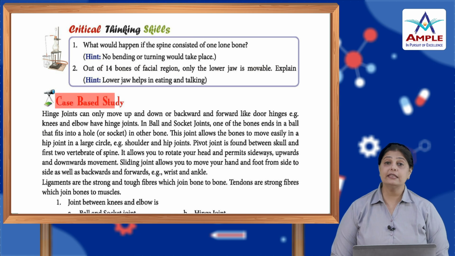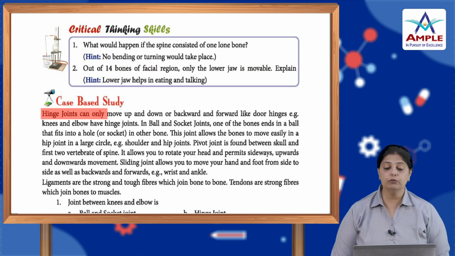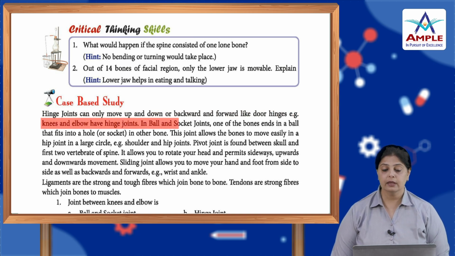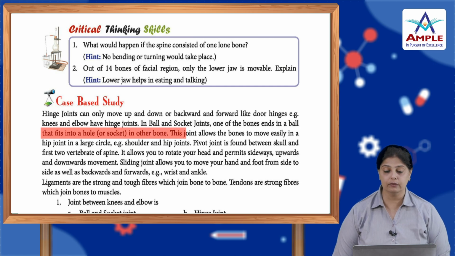Okay. Now, case-based studies. Hinge joints can move only up and down or backward and forward, like door hinges. Examples: knees and elbows have hinge joints. In ball and socket joints, one of the bones ends in a ball that fits into the hole or socket of another bone. Okay. This joint allows the bones to move easily in a large circle. Okay. Example, shoulder and hip joints.